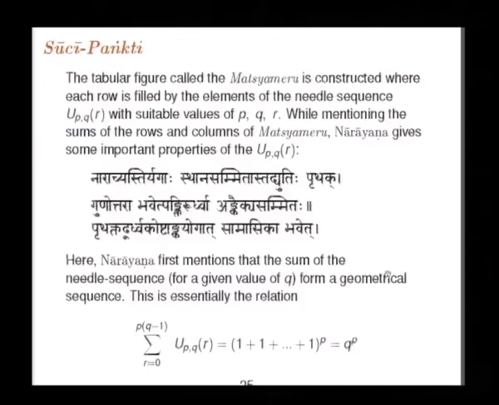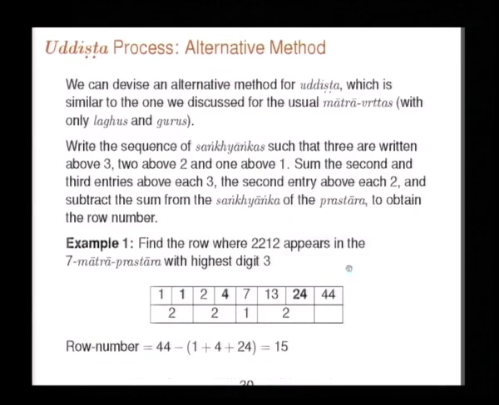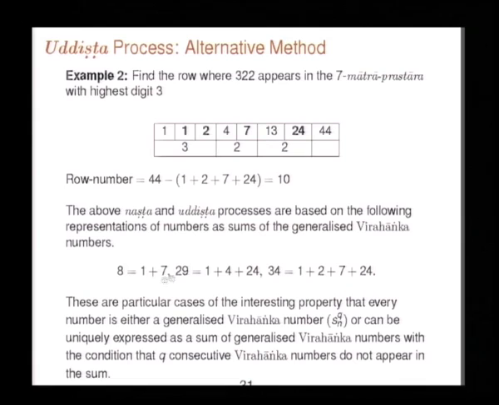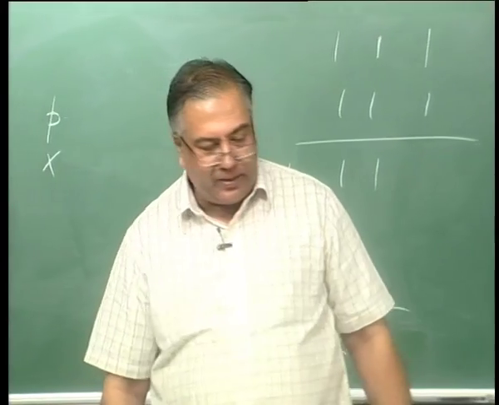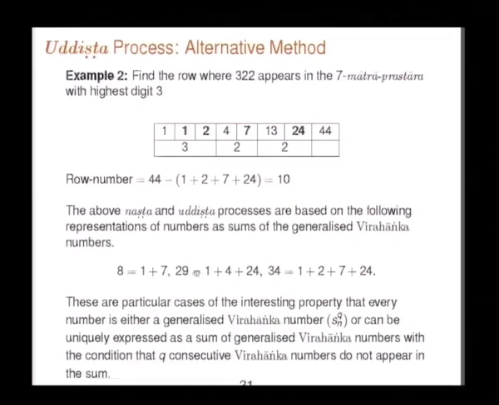Okay. Now, this again gives us another representation. So, what is happening? In this example this number 34 is being written as 1, 2, 7 and 24. It was written as a sum of the generalized Virahanka numbers. In the earlier examples we had written 8 as sum of 1 and 7, 29 as sum of 1, 4 and 24. So, we can see another general theorem is behind.